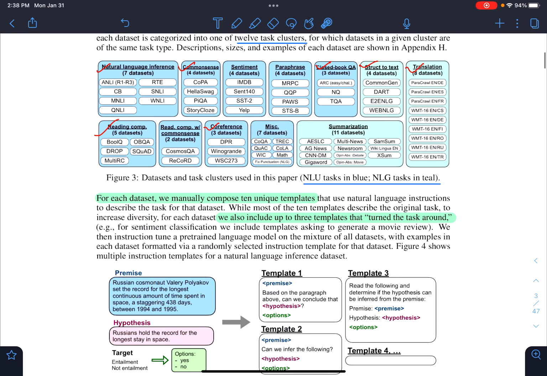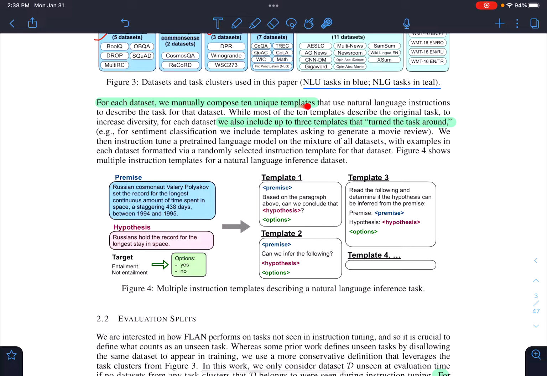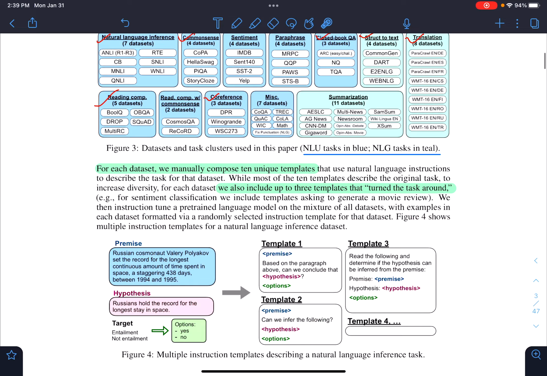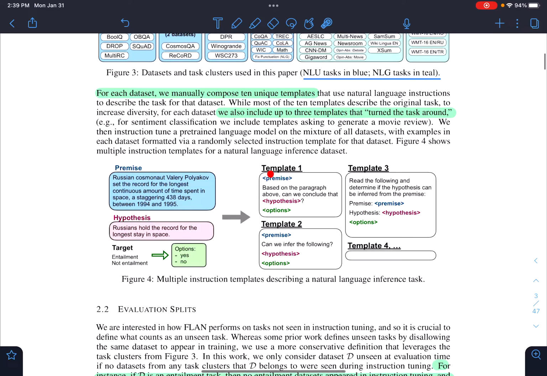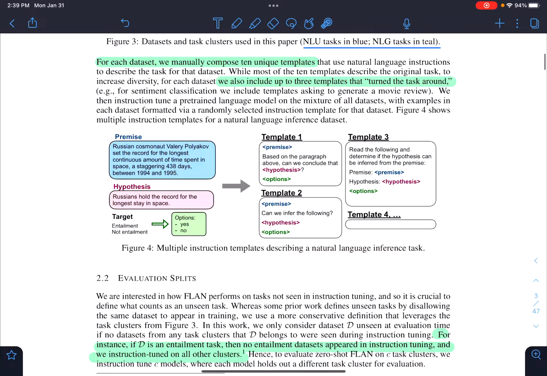And for each dataset, they have 10 unique templates. So what it means is you pick any dataset, they will have 10 variations of instructions. Along with these 10 templates, they also have 3 templates where they turn the task around. For example, if you have sentiment classification, they include templates asking to generate a movie review. So it's like turning around the requirement of the task. So in total, for each dataset, you will have 13 templates.